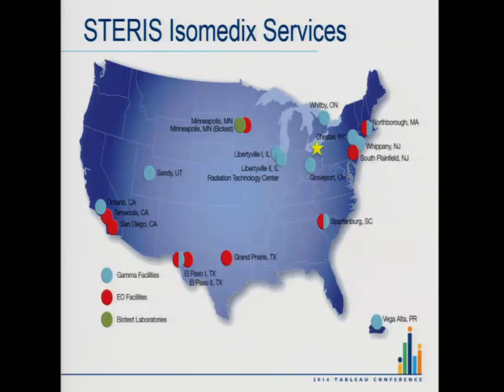For STERIS Isomedix Services, we're the contract sterilization piece of STERIS. So what that means is people will send their products to us. We will sterilize them with either gamma irradiation or ethylene oxide gas, and then send them back off to usually their end supplier or end customer. So we're the last link in their supply chain to get product so they can make money.